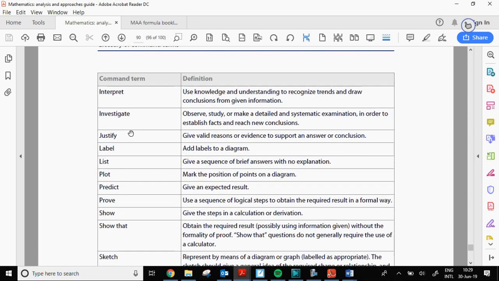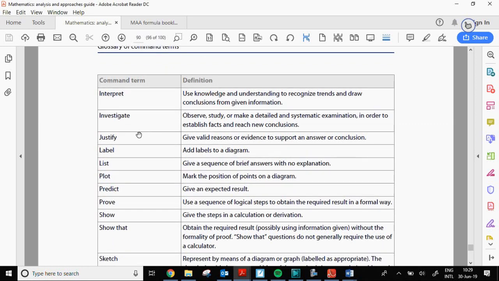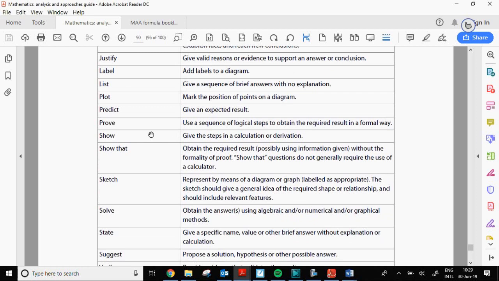Okay, next page. So, justify. This is another one that's going to be reasoning marks. So if you see justify, that means you're going to want to use full sentences. Then we jump down to prove.